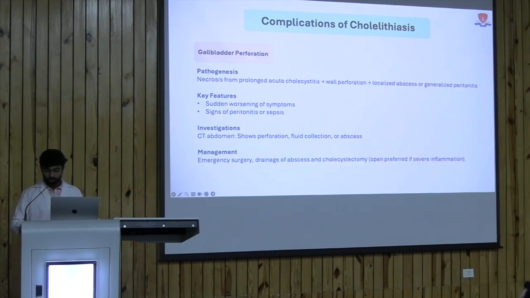Perforation typically follows necrosis of the gallbladder wall due to prolonged inflammation. It may lead to a localized abscess or generalized peritonitis. Key clinical features include a sudden worsening of pain with possible signs of sepsis and peritonitis such as tenderness and guarding. A CT scan is the investigation of choice and may reveal fluid collections or abscess formation. Emergency surgical intervention is required, often in the form of abscess drainage and open cholecystectomy.